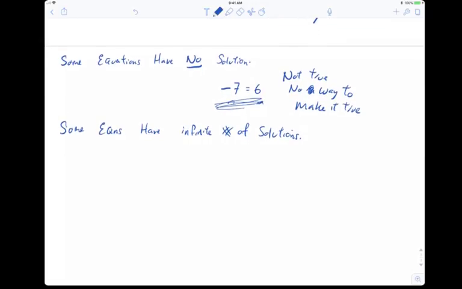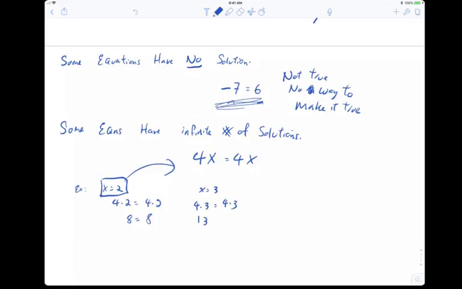So for example, 4 times x is equal to 4 times x. We can try a bunch of these. x is equal to 2. Let's plug it in. You get 4 times 2 is equal to 4 times 2. That's 8 is equal to 8. So 2 is a solution to this equation. What about this one? x is equal to 3. 4 times 3 is equal to 4 times 3. 12 is equal to 12. Hey, that's true. So x equals 3 is a solution. Any number you plug into this equation is a solution to it. So it has an infinite number of solutions.